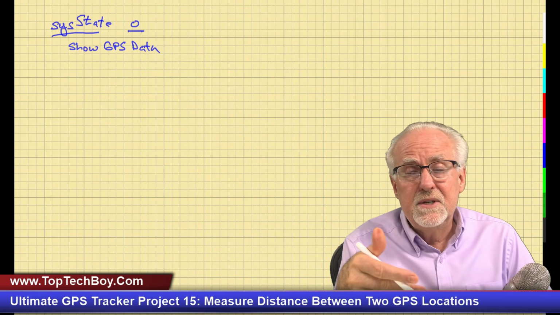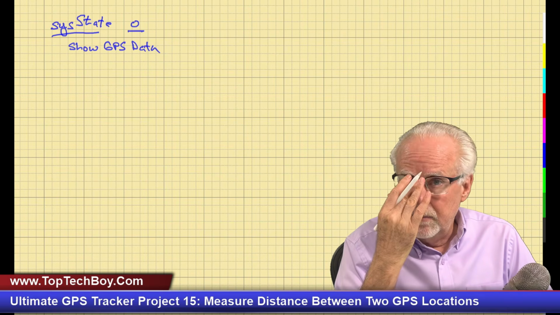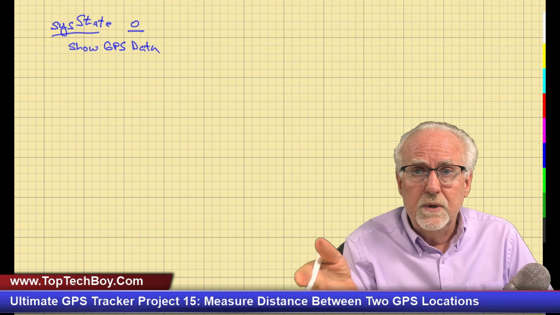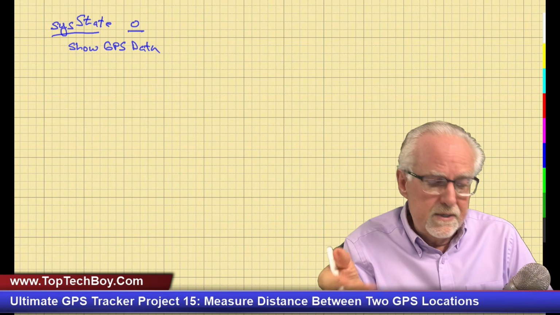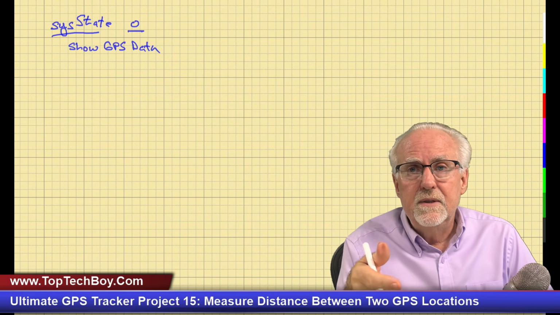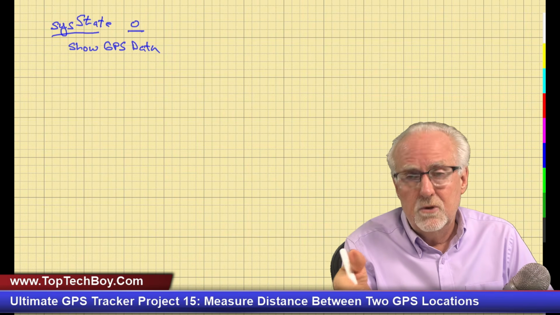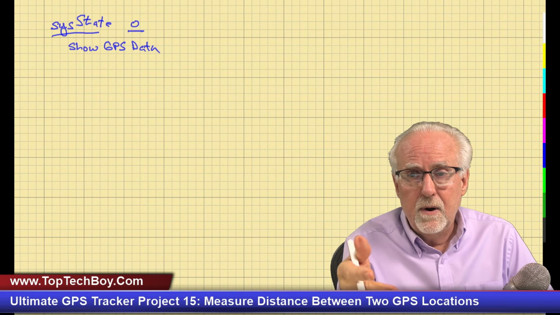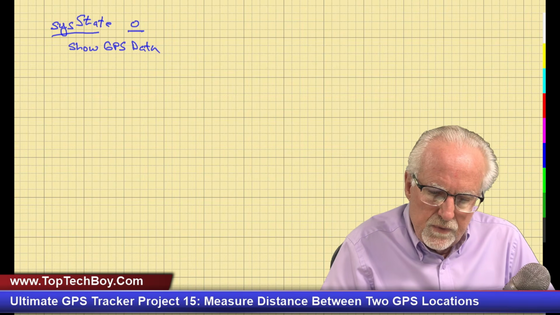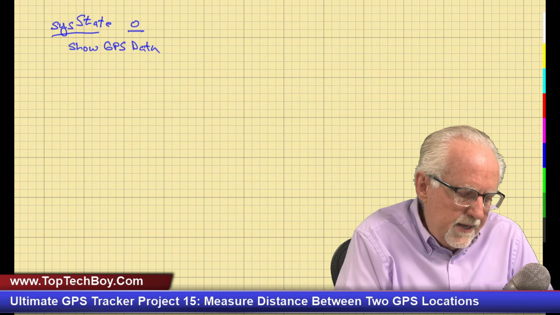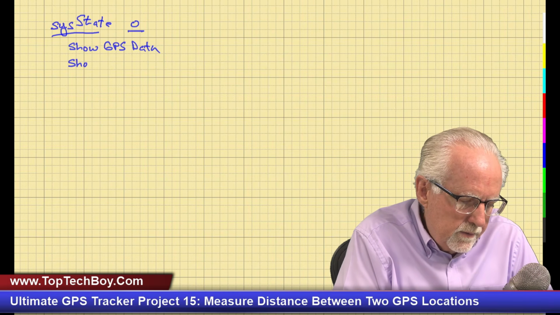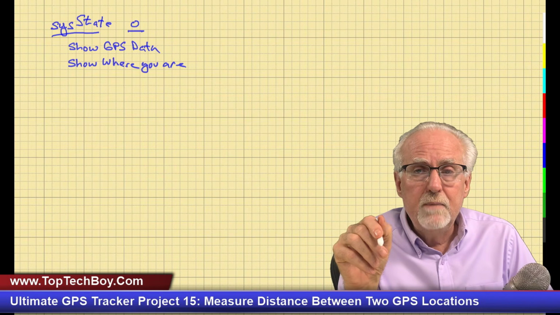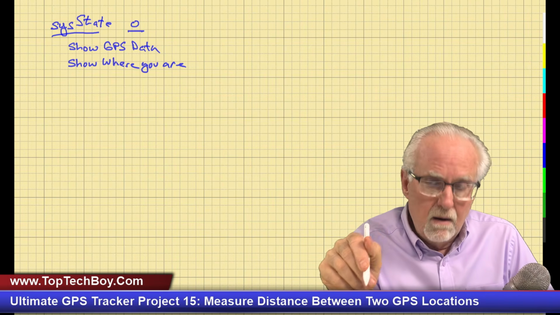Okay, so sys-state 2 in effect is just going to be what we're presently doing on screen 1. So sys-state 0 is going to be the same thing as screen 1 true. All right, so that part isn't going to change. We're just going to show the GPS data, and that's going to show where you are, and maybe the number of satellites or whatever we had on there. Show where you are.